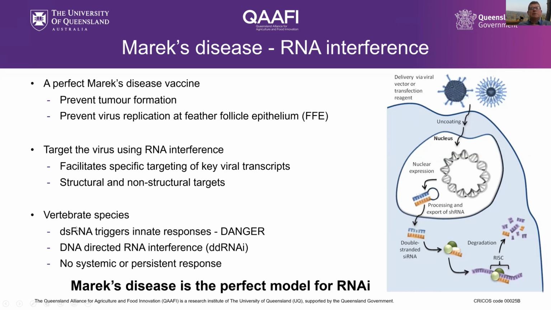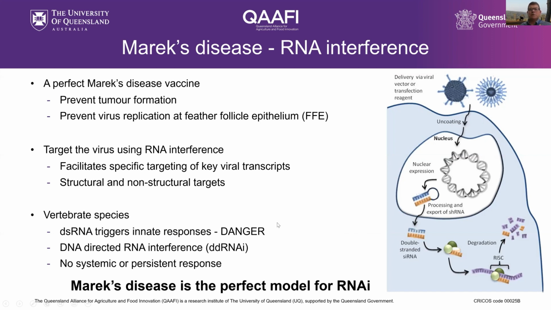To get away from that in vertebrate species, we use this process called DNA-directed RNA interference, where we provide a template to produce the dsRNA, not deliver it to the cells. So you can see here on the right that can either be done by a virus, where we deliver the construct that expresses the RNA interference double-stranded RNA, or we can deliver it via a plasmid. When that enters the cell nucleus, it produces the double-stranded RNA, but it gets processed into smaller fragments before it gets exposed to the elements of the cell that might trigger this danger response.